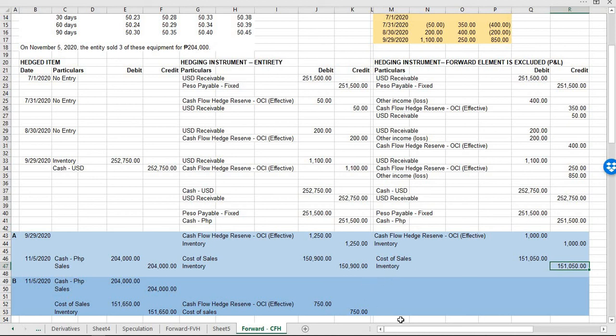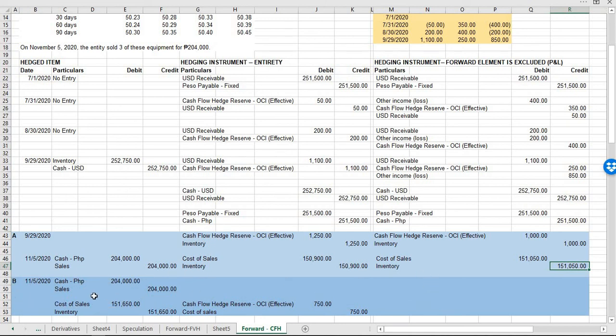Paano kapag yung second option? Hindi natin babaguhin yung original cost. Kapag sa second option tayo, ganun pa rin ang cost ng inventory, 252,750. So, kailan natin i-reclassify ang cash flow hedge reserve? Kapag nagkaroon na ng effect sa P&L ang ating hedged item. And again, ano nga yun? Siyempre, kapag nabenta na siya, kasi doon tayo mag-record ng sales.